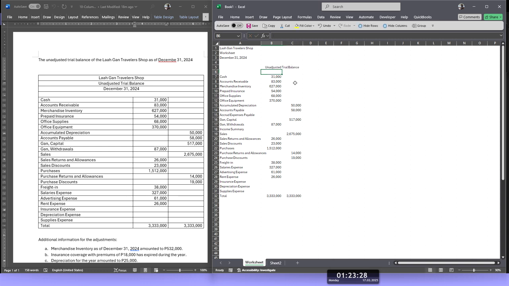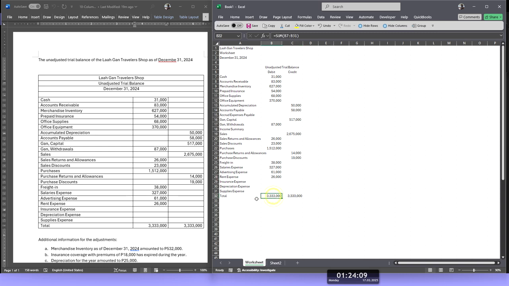And then it should be debit and credit here. Debit, sorry, credit. And then alignment should be at the center. Okay. And then I'll just check the formula for the totals. Make sure that the total debit and credit of the unadjusted trial balance are equal. And then copy the formula, and then yeah, they're equal.